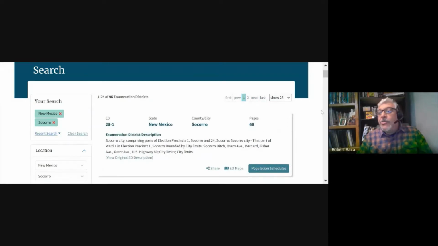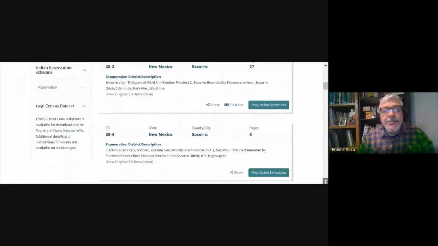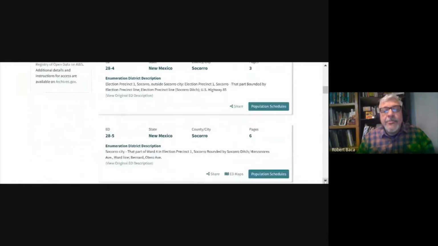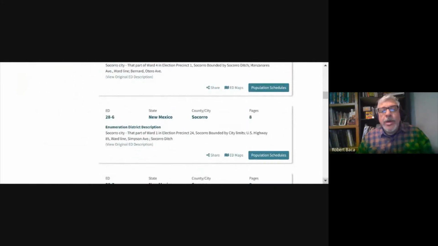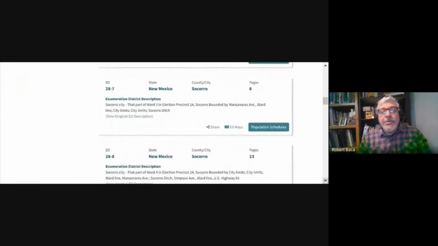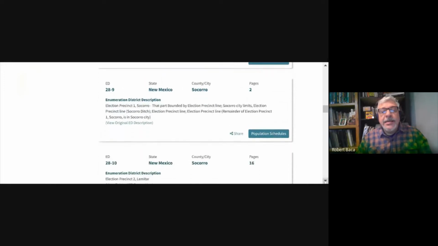And I am just going to look through one of these enumeration districts. I'm going to pick one down here, see if I can find it. I'm going to look for Luis Lopez. Luis Lopez is a community south of Socorro, where many of my grandfather's family lived. My maternal grandfather, my mother's father, and so I'm going to look at that and see if I can find them.